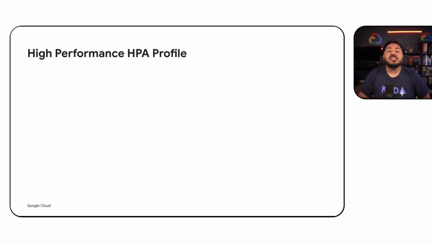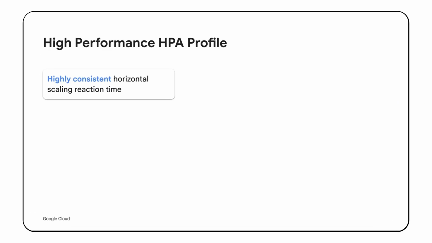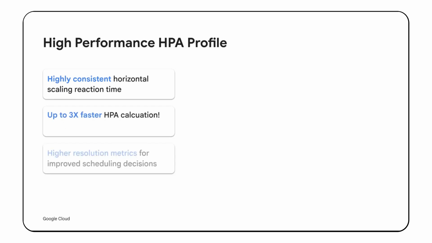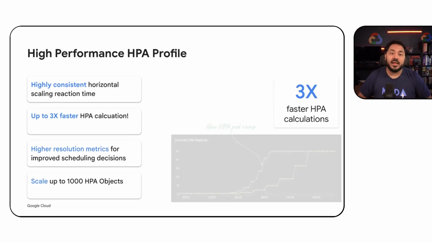For getting low latency autoscaling reaction time, we have introduced a high performance HPA profile. It provides highly consistent horizontal scaling reaction time, up to 3 times faster HPA calculation, higher resolution metrics for improved scheduling decisions, and now you can scale up to 1,000 HPA objects at a predictive latency.